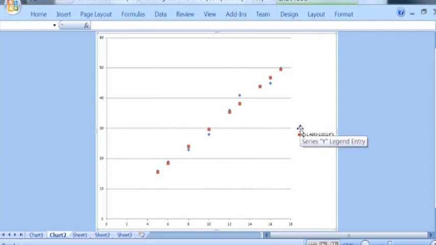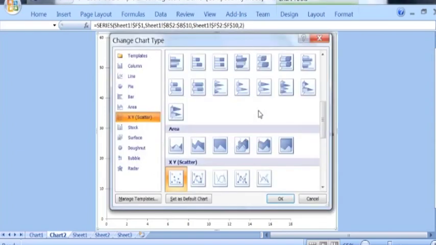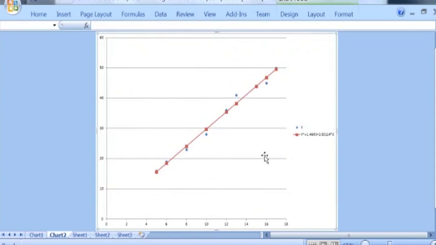So y is represented by the blue dots, whereas the red ones are used for the y hat. Let me select these dots, change the chart type and select the connected option in order to see a straight line first. You can see that this straight line closely matches all the pairs of points. So this is the best fitted line, which is obtained by the method of least squares.